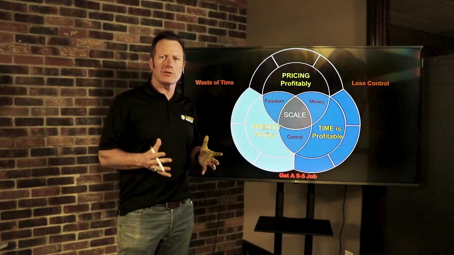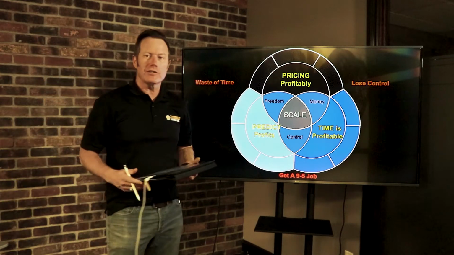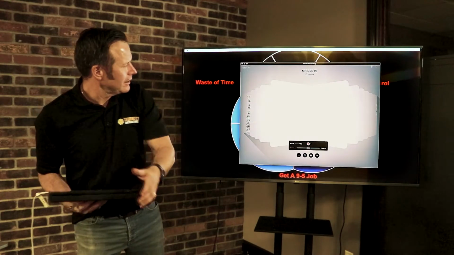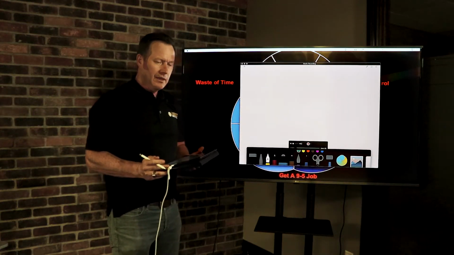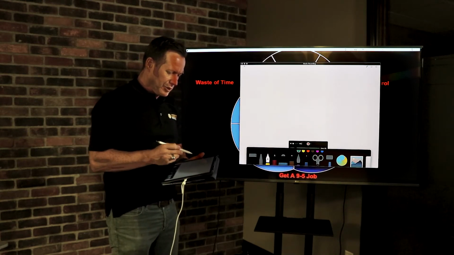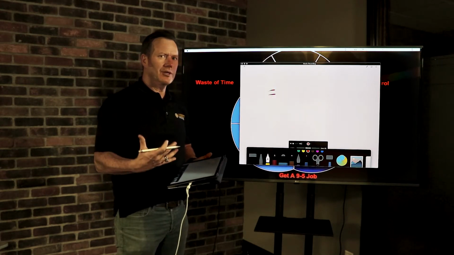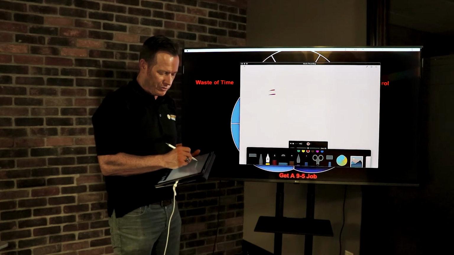I want to use an actual example. So what I want you guys to do is apply this. Imagine we got this contracting company, and this contracting company has this job. And the expenses on that job, material, labor, all the expenses on that job equals $2,000.